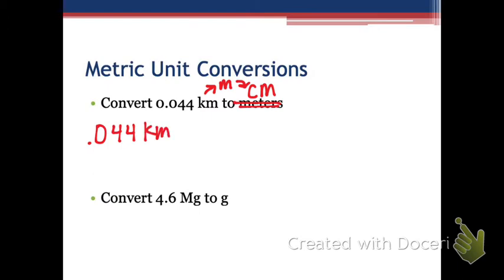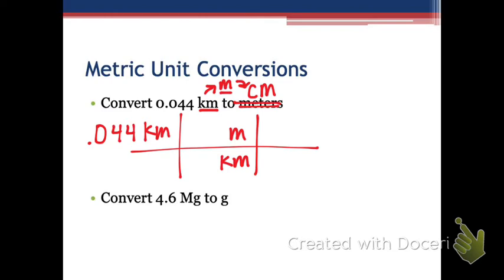0.044 kilometers. And we said our path is going to be from kilometers to meters. So that means kilometers needs to go where on my chart next? Top or bottom? If I want to get rid of kilometers and go to meters, it needs to go on the bottom. Okay, and then I draw another section of my chart. Now I need to get rid of meters and go to centimeters. So how can I do that in my chart? Where does meters need to go? On the bottom.